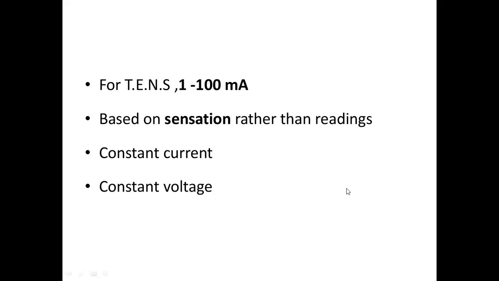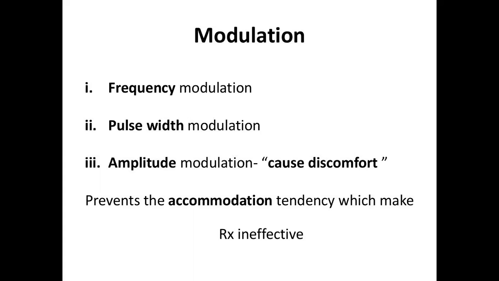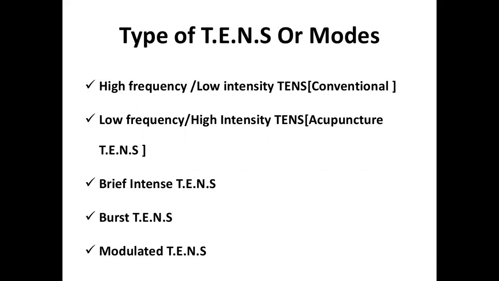For TENS, it is 1 to 100 milliamperes, based on the sensation rather than reading, with constant current and constant voltage. Modulation: there is frequency modulation, pulse width modulation, and amplitude modulation. It causes discomfort. It prevents the accommodation tendency, which makes the treatment ineffective.